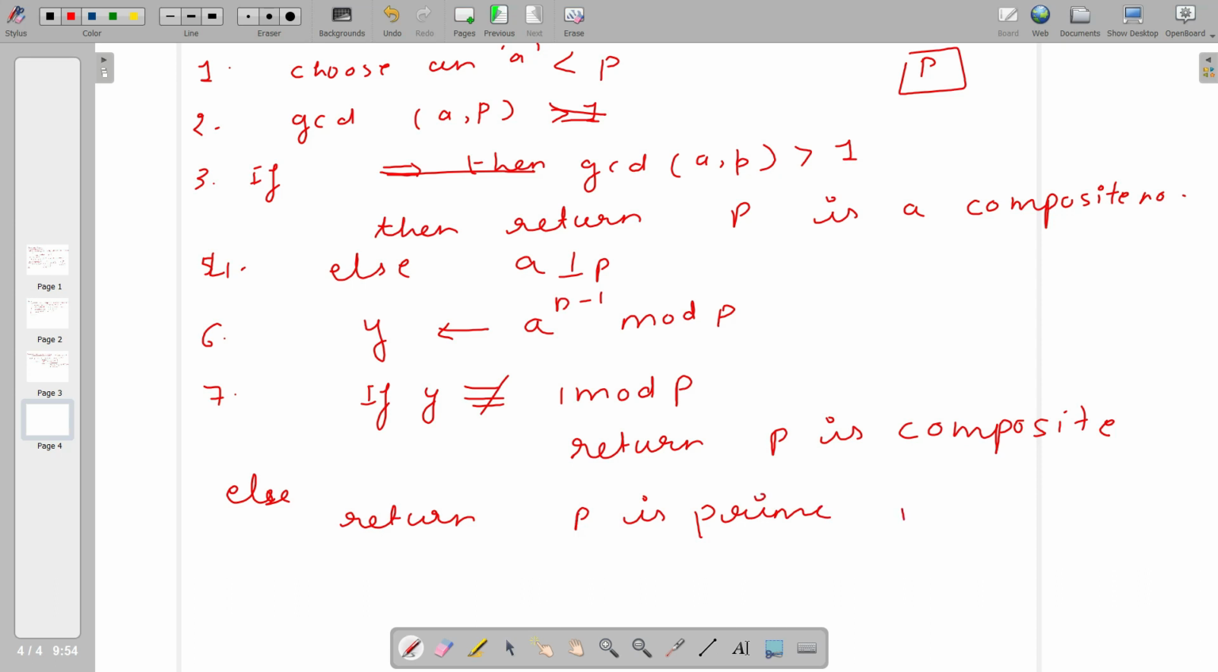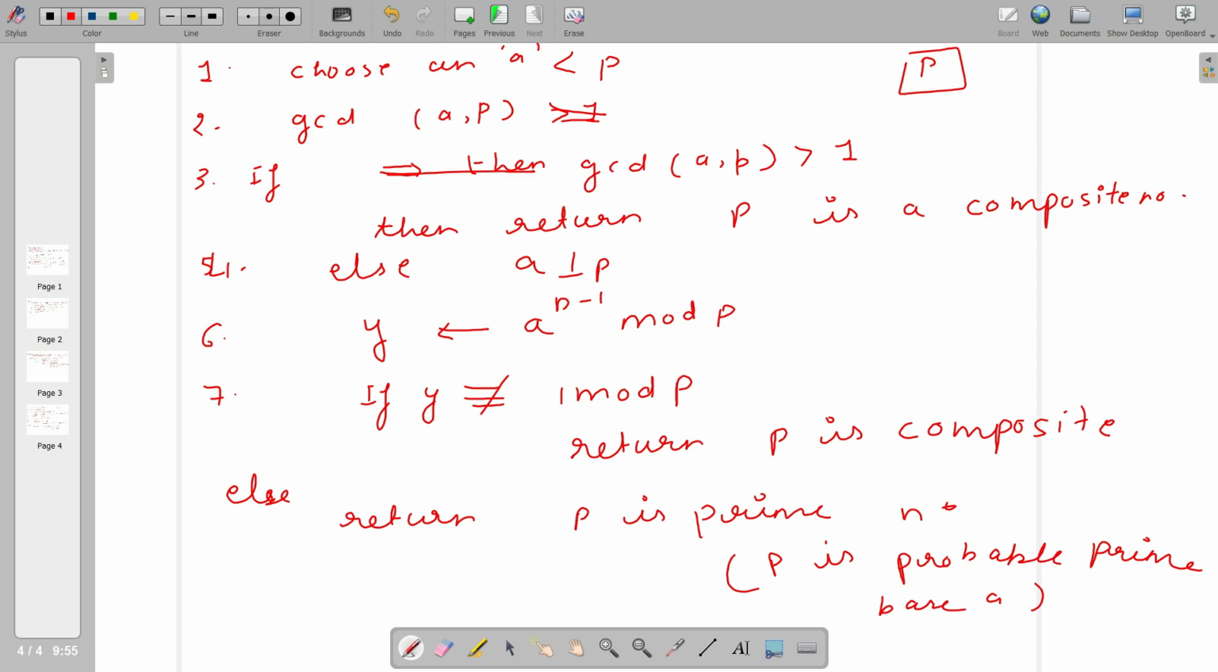But this P is a probable prime, or you can say this P is probable prime base A, because this P is prime only for this A which we selected. Only for this A the GCD is 1. There can be another A for which it is not. So that's why we say that P is probable prime base A.